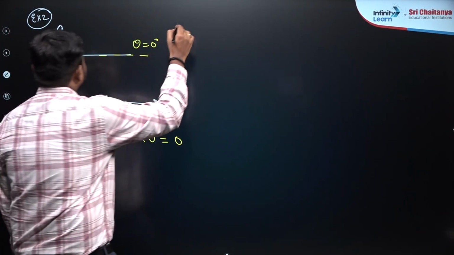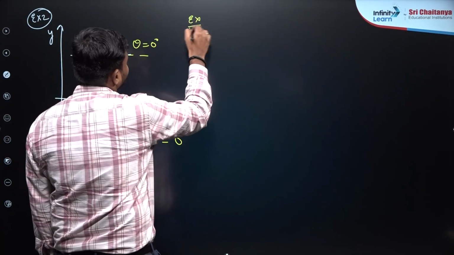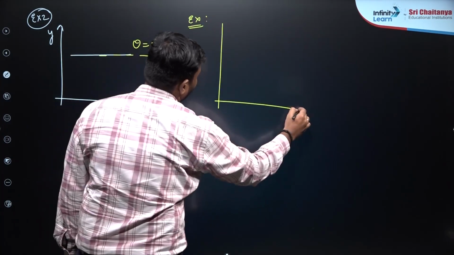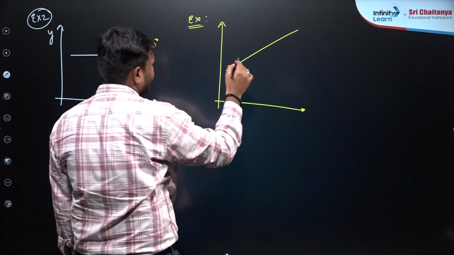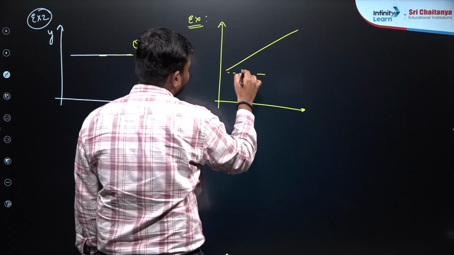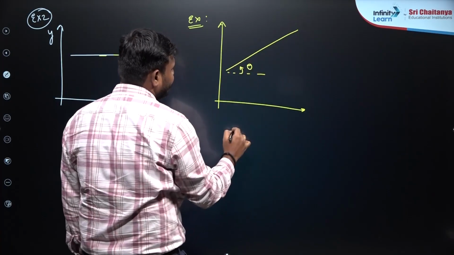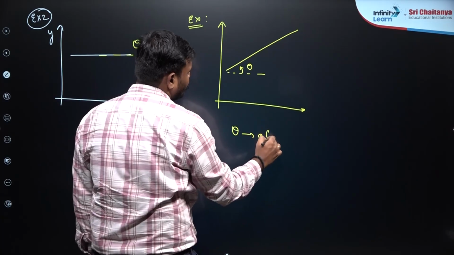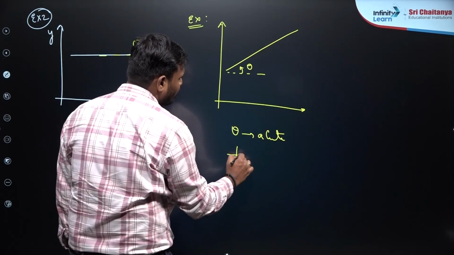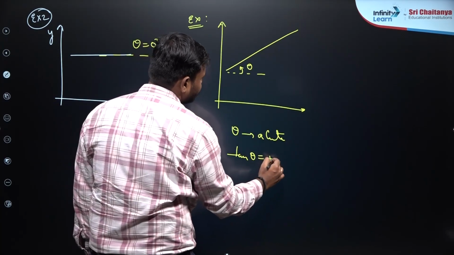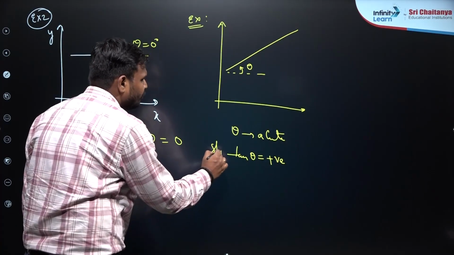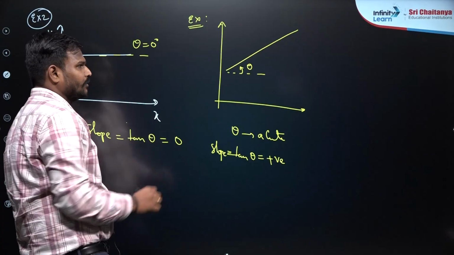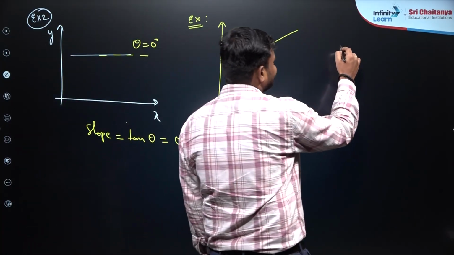Next, second example. We have a question in this fashion, and with the horizontal in anti-clockwise direction, theta you will take. So it is acute angle. So what we will conclude? Tan theta is positive. That means the slope is positive in this question.